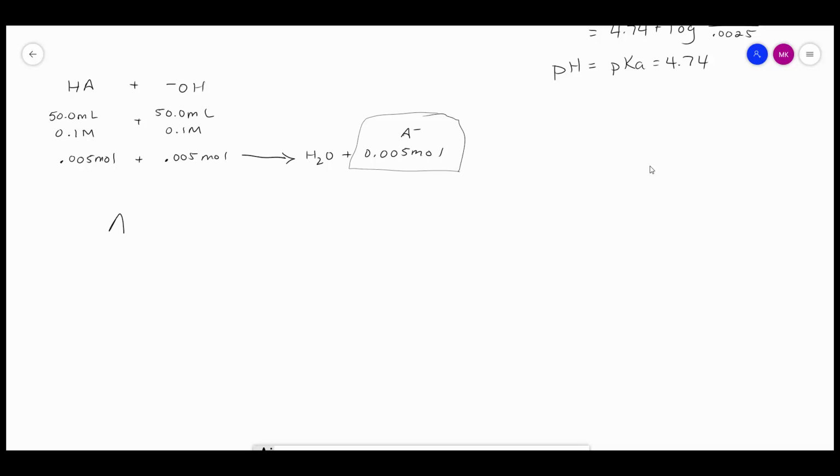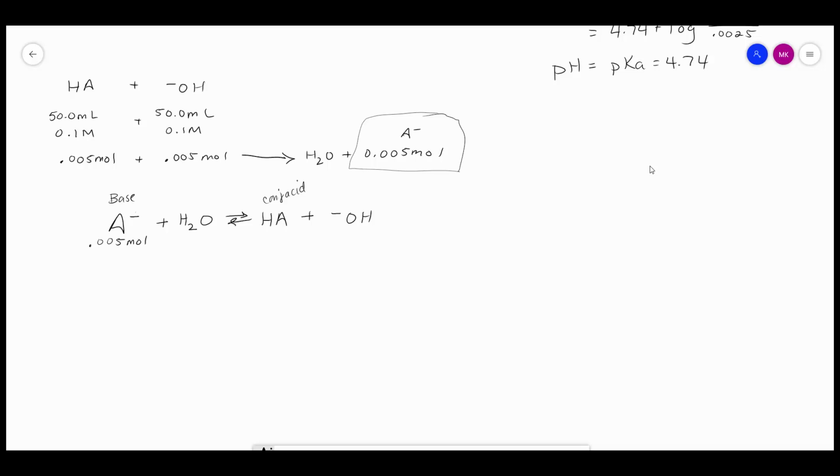So now we have to flip the equation around. Now I have my A minus, which is going to react with water and form an equilibrium. This is now considered a base. This is called the conjugate acid, where we take the base and add an H, and then the conjugate base of water, which is OH minus. So now we've started with 0.005 moles of our conjugate base, but we don't have anything else to shift.